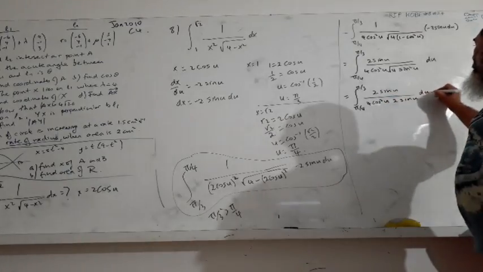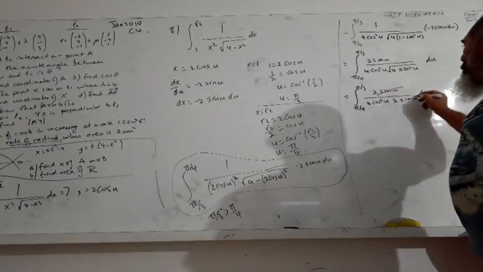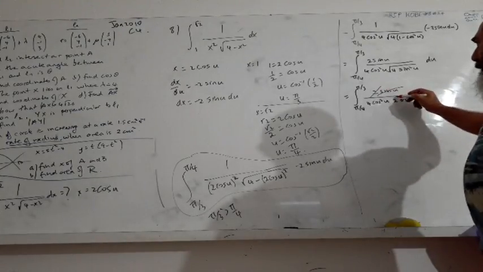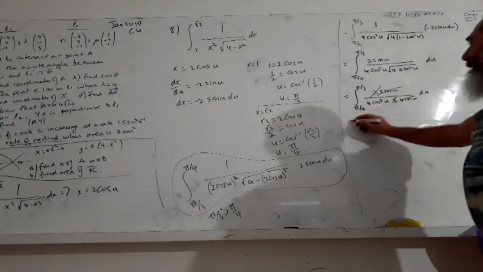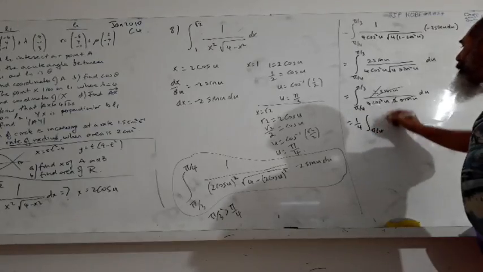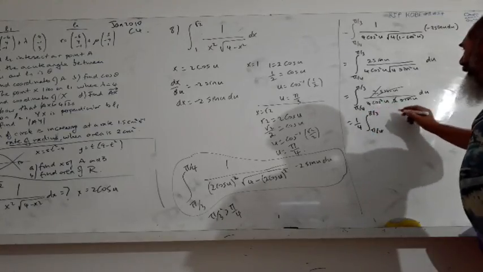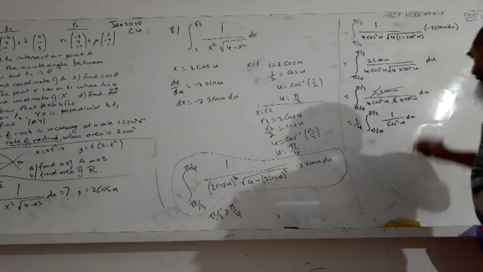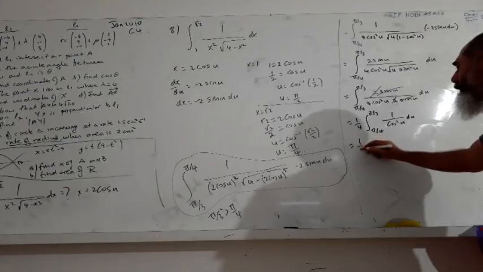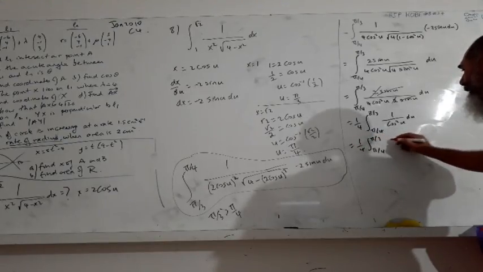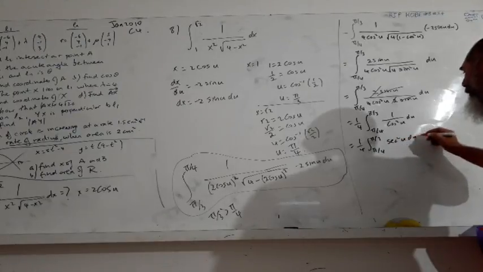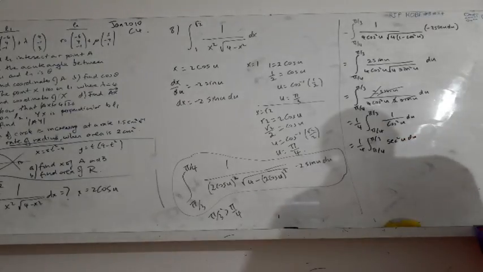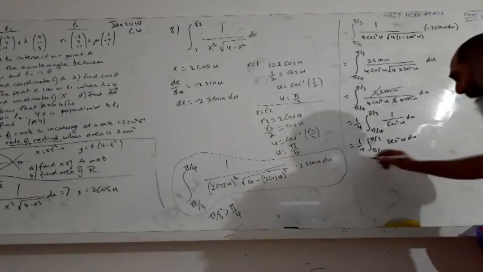Sine u's will cancel, 2's will cancel. This is going to be 1 over 4 from pi over 4 to pi over 3, 1 over cosine squared u du, which is equal to 1 over 4 from pi over 4 to pi over 3 sec squared u du. 1 over cosine squared u is sec squared. And what is the integration of sec squared? It is tan.